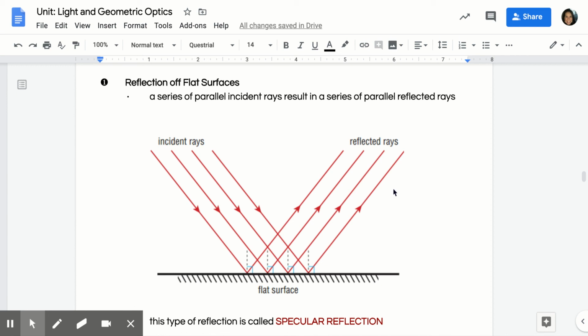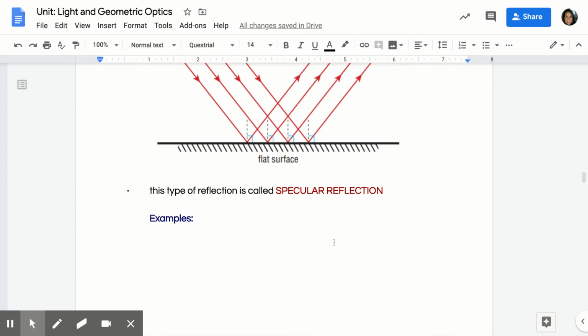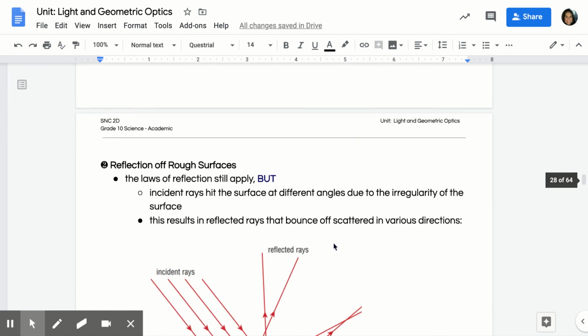Whenever we have this, it's because we're reflecting off of a flat surface, and it produces parallel incident rays because of that flat surface, okay? And if I'm producing parallel incident rays, then I'm going to have parallel reflected rays. We call this specular reflection, and this is what you're going to see in that flat piece of aluminum foil.